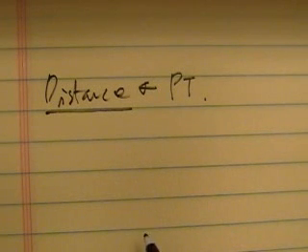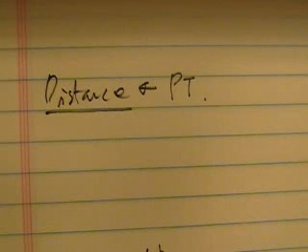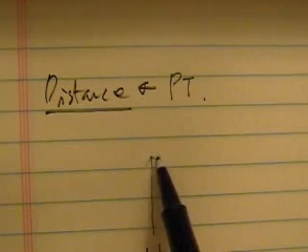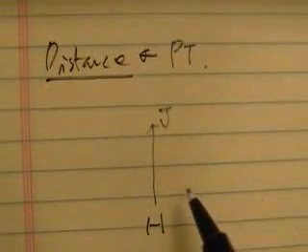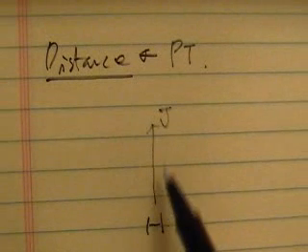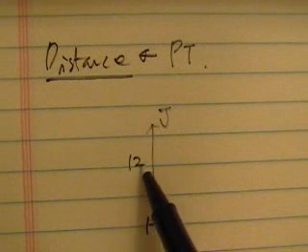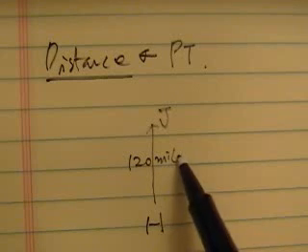Straight north from Hermansville to Jamestown, right? We can draw the picture like this. How many miles? What's the distance between those two towns? It's 120 miles, right?